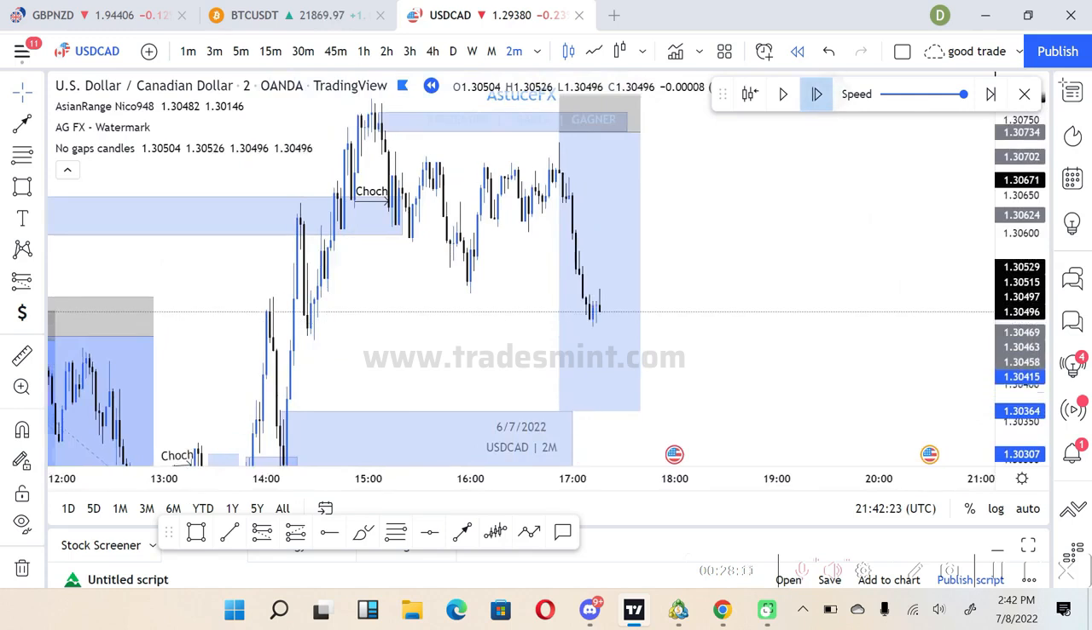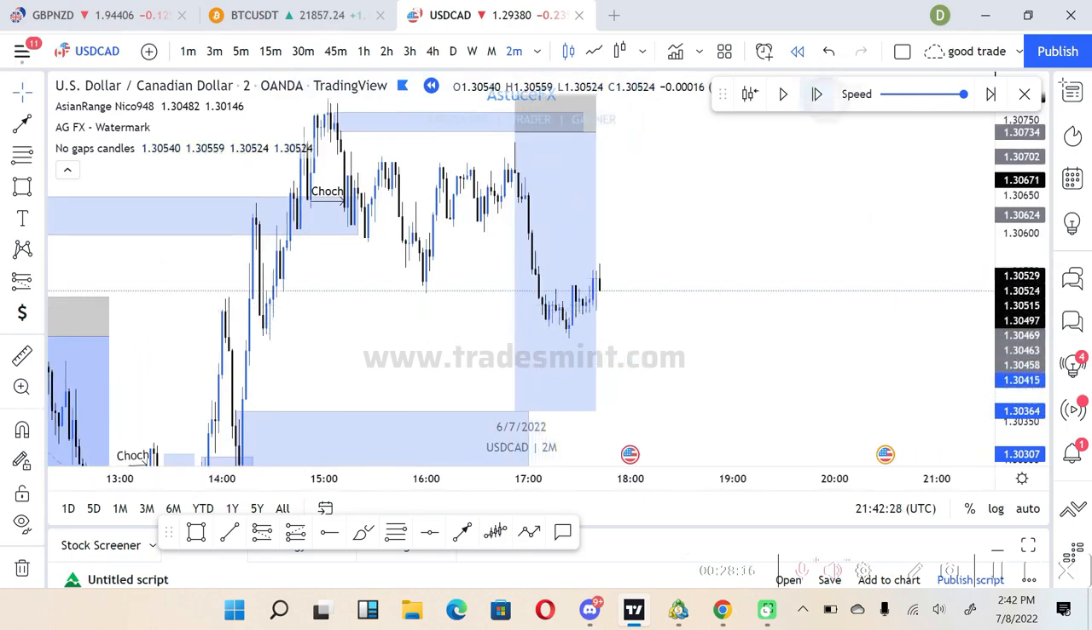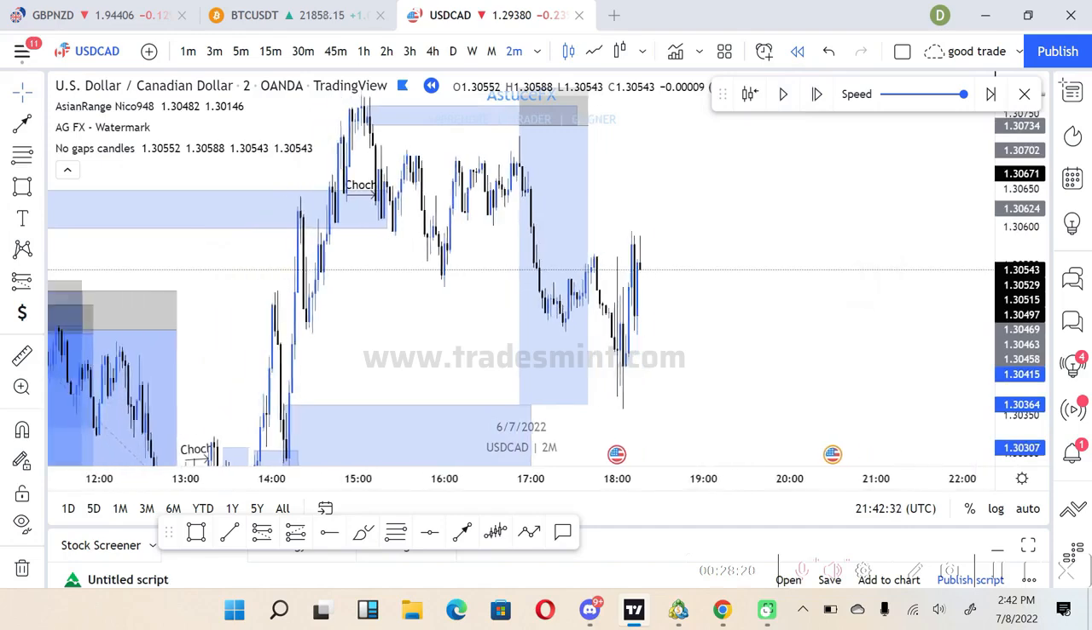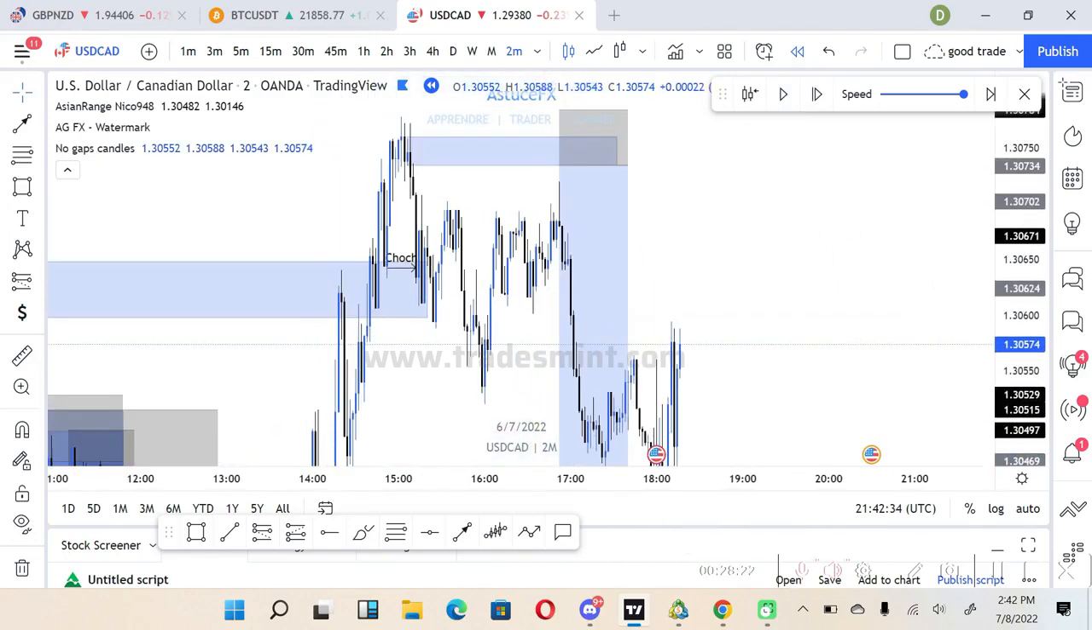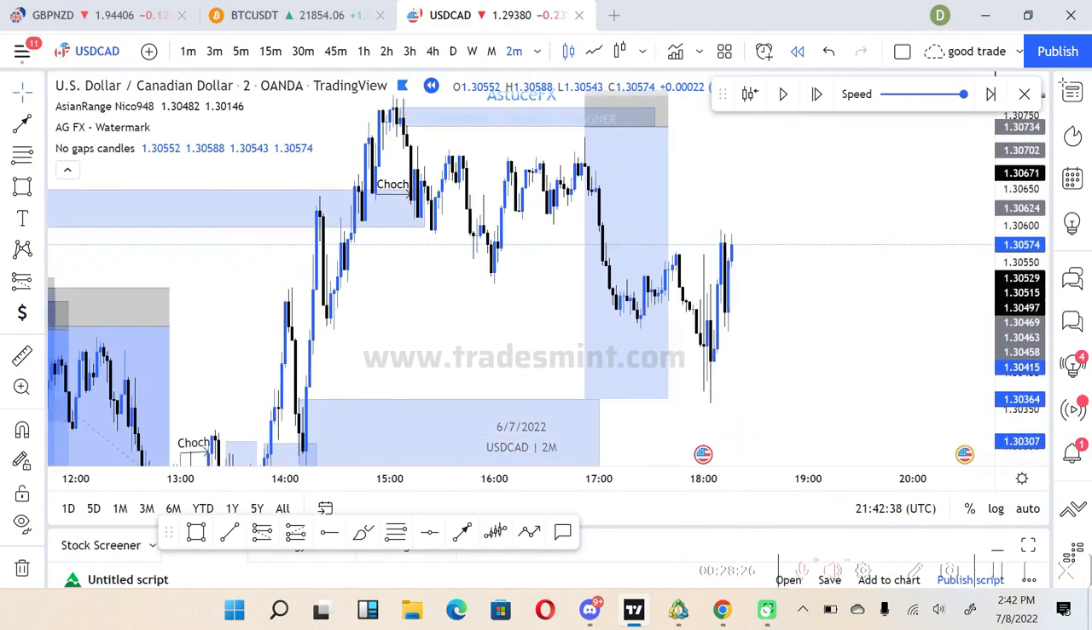We didn't tap into it, and now we are going to TP, and we almost hit TP. Let's see what happened. Yeah, we just hit TP without any entry, and this happened. It happened when you don't have any entry and your trade goes on to hit TP.